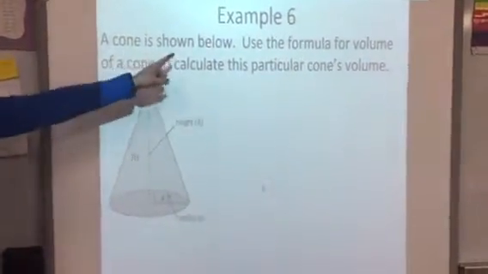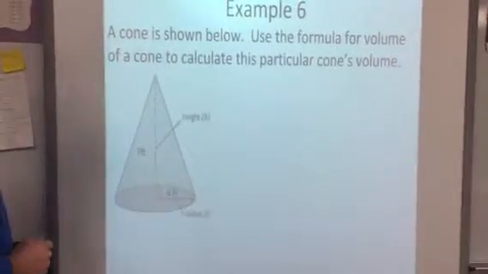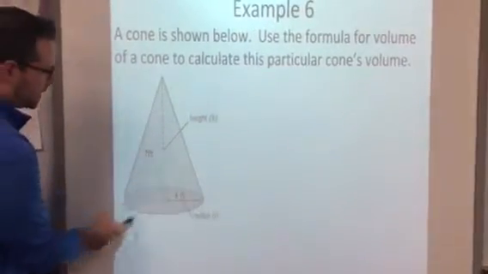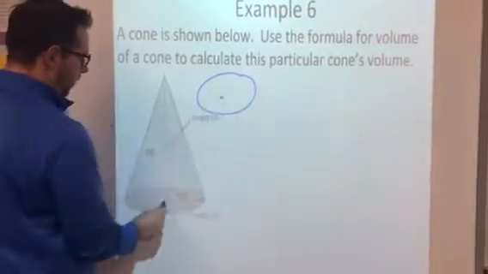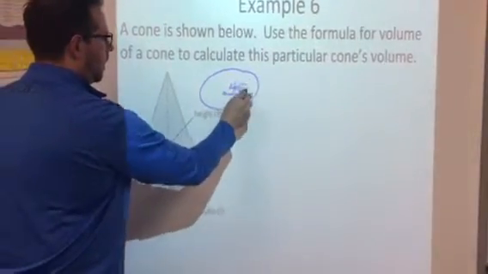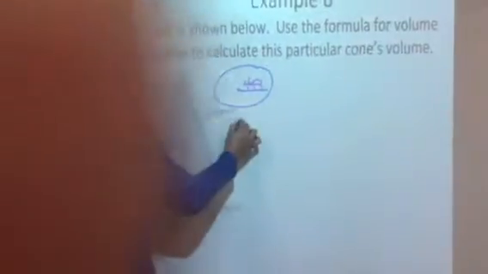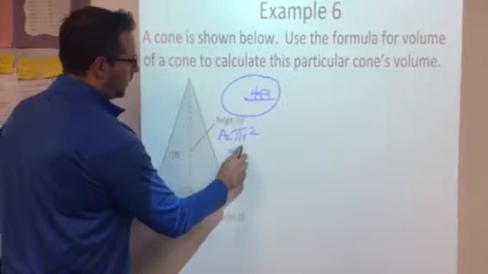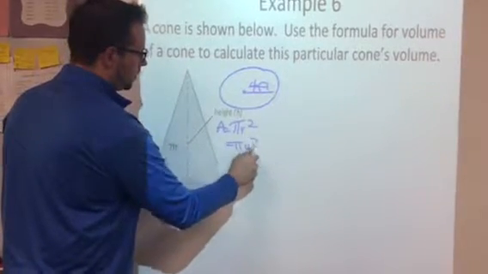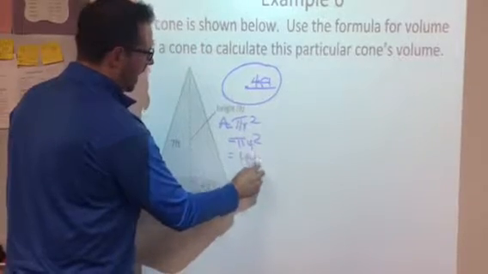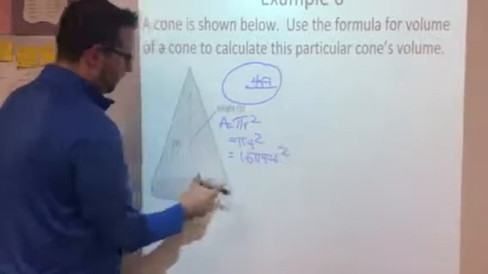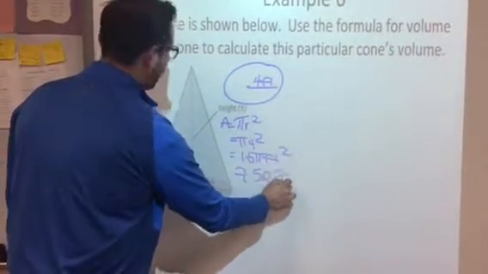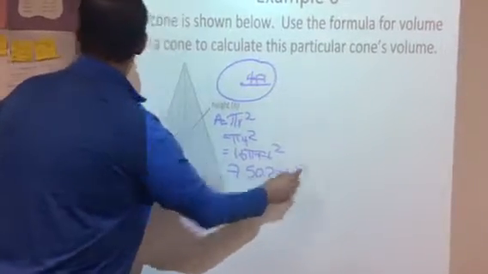Example 6: a cone is shown below. Use the formula for volume of a cone to calculate this particular cone's volume. So again, trace the base. Our base is a circle with a radius of 4 feet. Using our formula for the area of a circle, we have pi r squared. We substitute in 4. That's going to be pi times 4 squared, which is equal to 16 pi feet squared. And that equals approximately 50.27 feet squared.